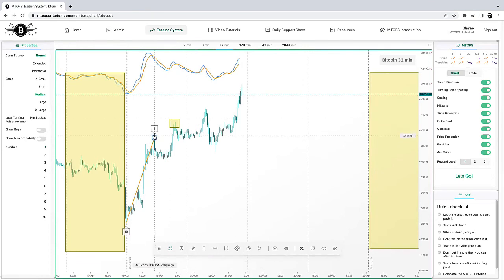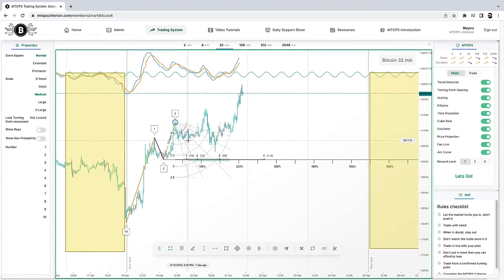So 1 is over here, and you'll get to understand this better with more experience. And then we'll drop 2 over here because that's the next low. And then this will be number 3. Okay. So go ahead and do that on your charts: 10 on the previous cycle, 1, 2, and 3.